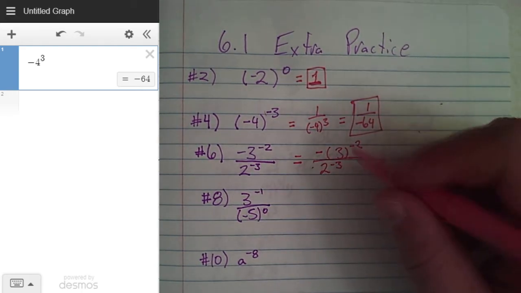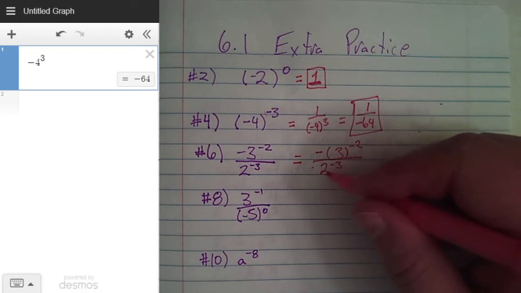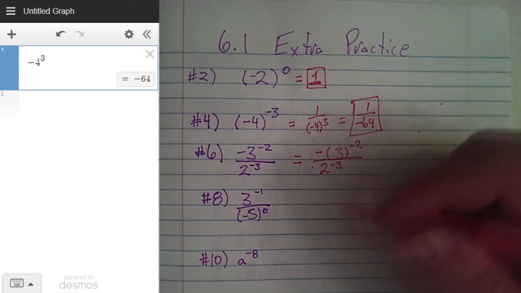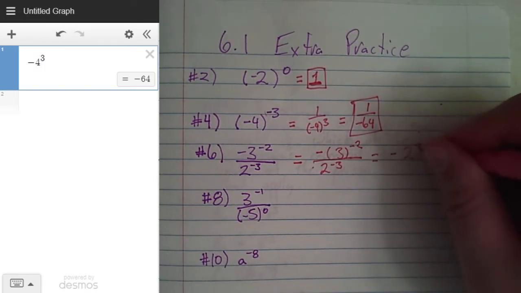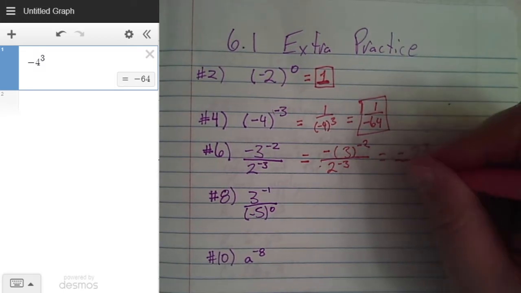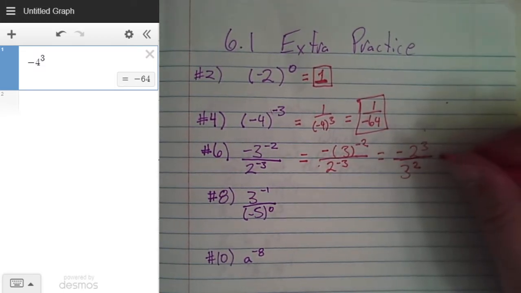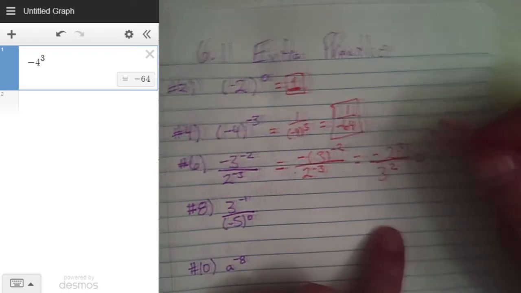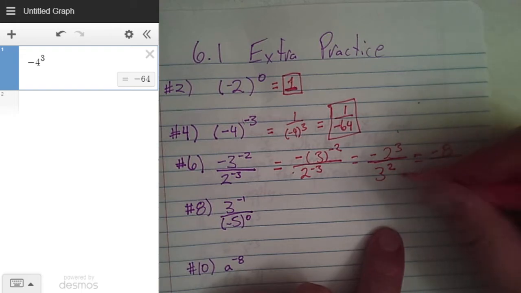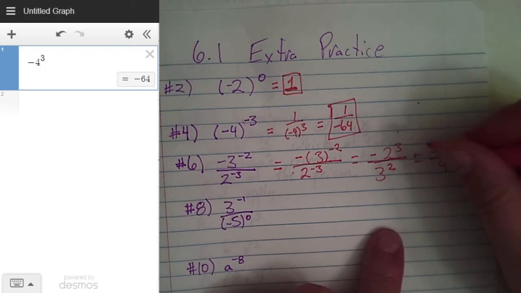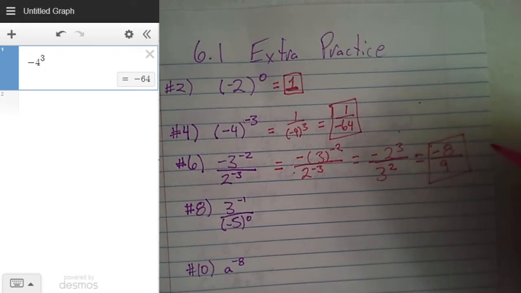Now this would be 1 over 2 to the 3rd, which when it's in the denominator, we end up putting the 2 to the 3rd in the numerator. So we get 2 to the 3rd up here, and then 3 squared. 2 times 2 times 2 is 8, so we get -8 in the numerator, and 3 squared is 3 times 3, so that is 9. We get -8/9 as our answer to number 6.